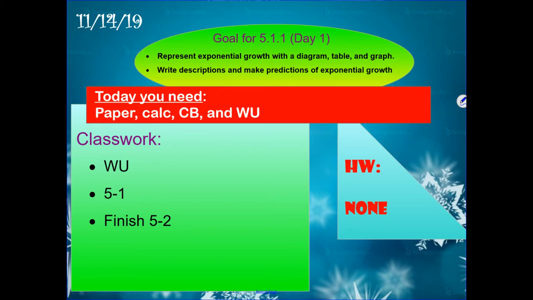We are going to start with chapter 5. We are going to get chapter 5 done before we go on break at the end of the quarter, so we need to finish it up. We got 3 weeks to get this done, so we are jumping in with 5.1. All right, and you need paper, calculator, Chromebook, and warm-up.